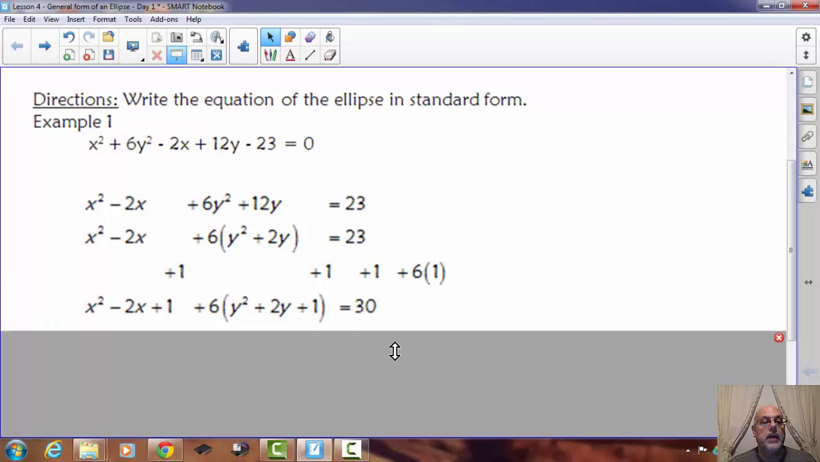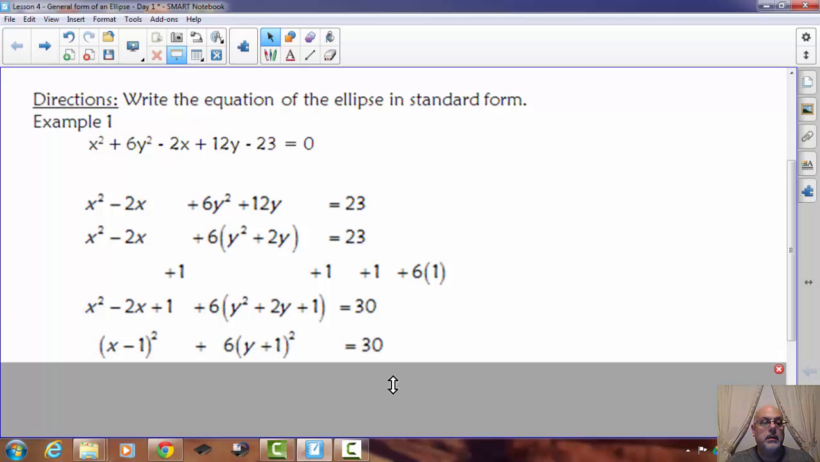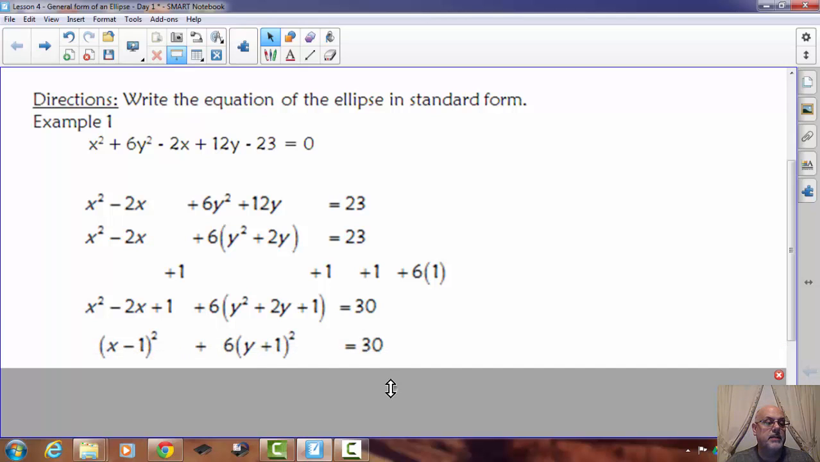So now you can have your trinomial on the left, x squared minus 2x plus 1, plus 6 parentheses y squared plus 2y plus 1 equals 30. So on the left side, it's x minus 1 squared. On the right side, it's 6 times y plus 1 squared. Okay, still equals 30.